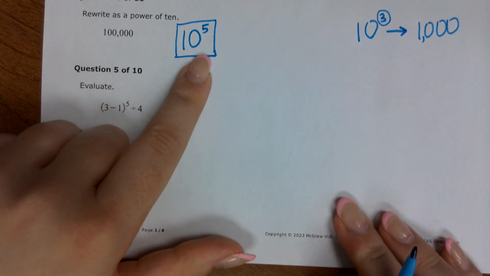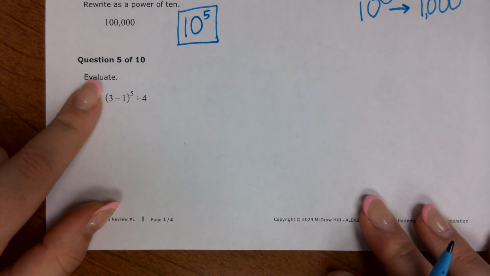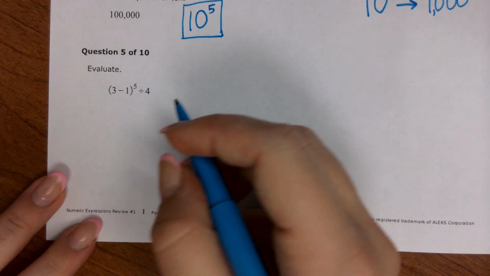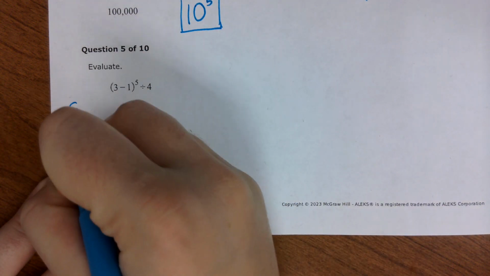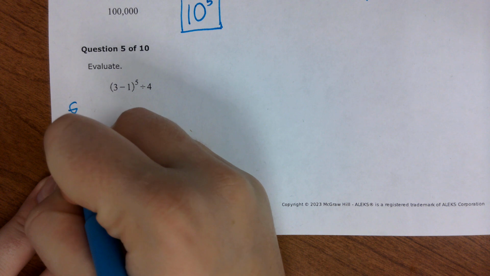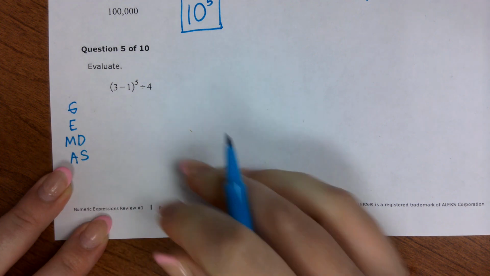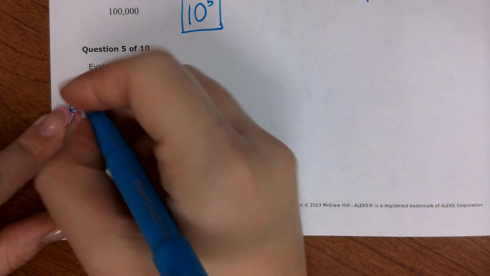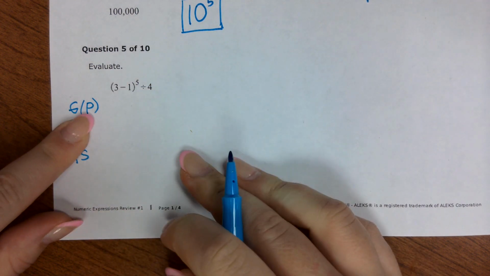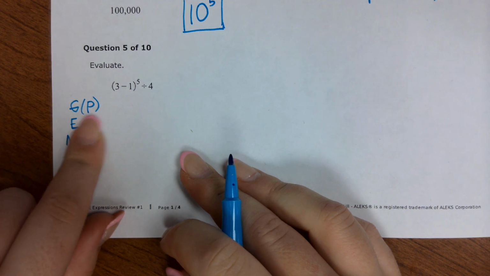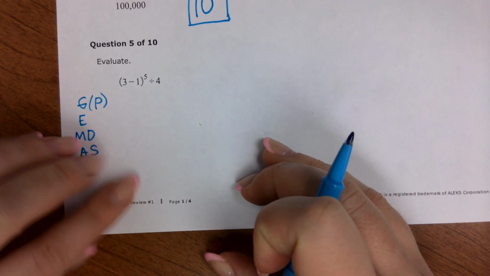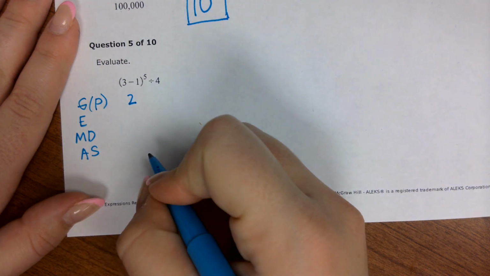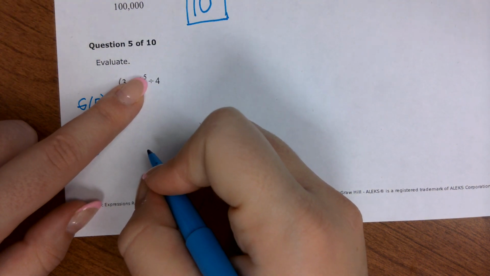Okay, number 5 is our first GEMDAS question. So the very first thing that I showed you to do in class is to write your steps out. Remember, this is kind of like our checklist. It's going to help us not forget any steps. So the very first step is G, or P, for parentheses or grouping. Okay, so we're going to do 3 minus 1 first, 2, and then we have to stop and copy.